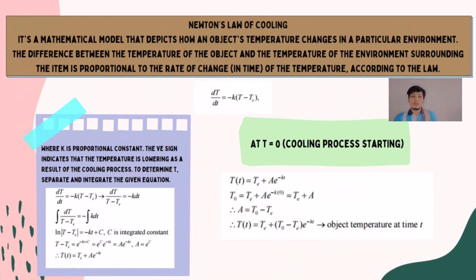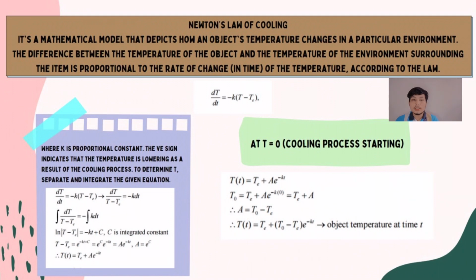So next, I want to present about Newton's law of cooling. It's a mathematical model that depicts how an object's temperature changes in a particular environment. The difference between the temperature of the object and the temperature of the environment surrounding the item is proportional to the rate of change in time of the temperature, according to the law.